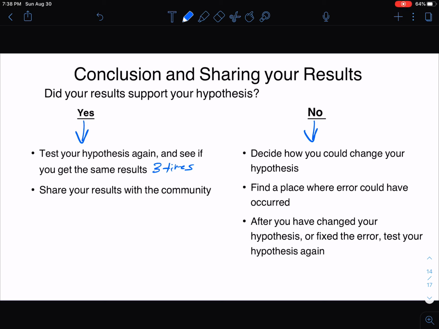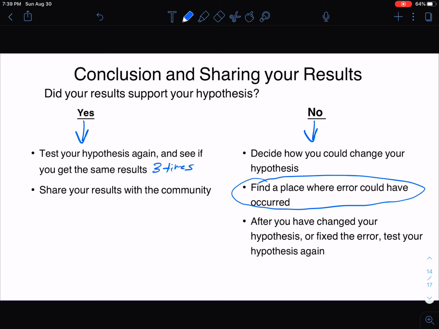A big thing is to find error. And there is always going to be some type of error. Human error is the most common. Find it and try to fix it and try to reduce it for the next time that you test it. And after you have changed your hypothesis and or fixed the error, test it again. If you're wrong again, go through, change something else, test it again.